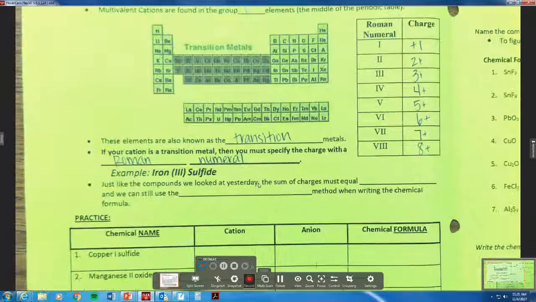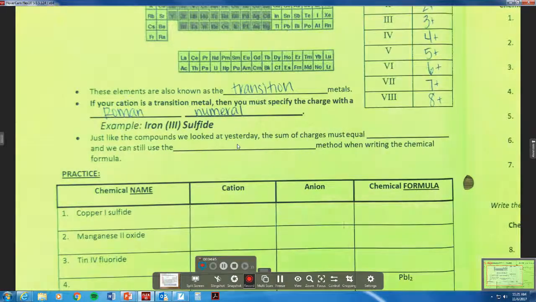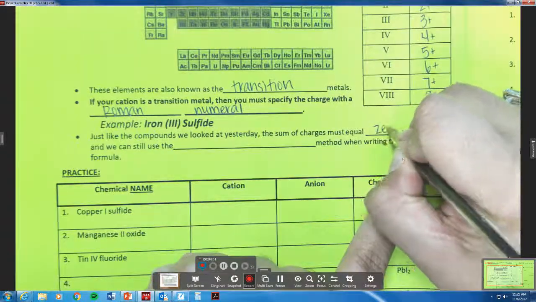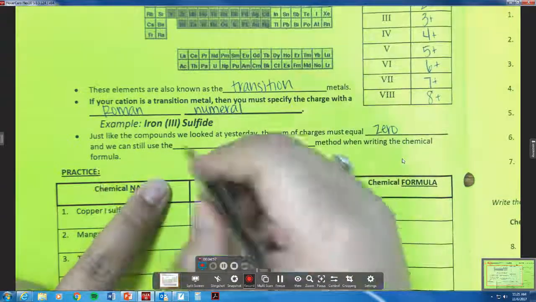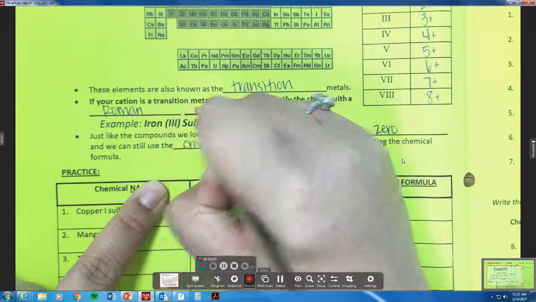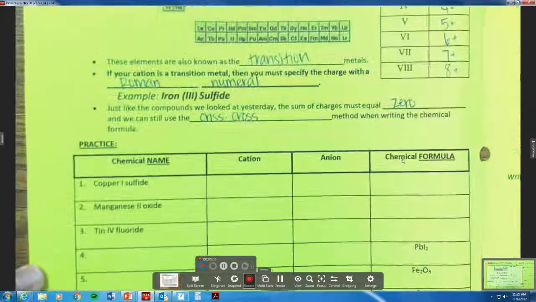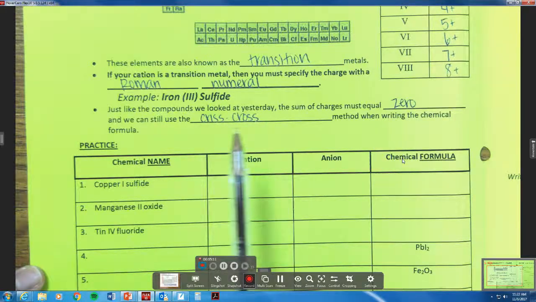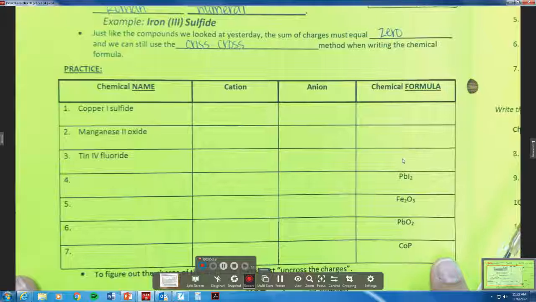Just like the compounds we looked at last week, the sum of our charges must equal 0. We can still use the crisscross method when writing the formula. If you don't remember the crisscross method, look over day 2 notes from Friday, which is where we learned it. Let's go ahead and do some practice ones.